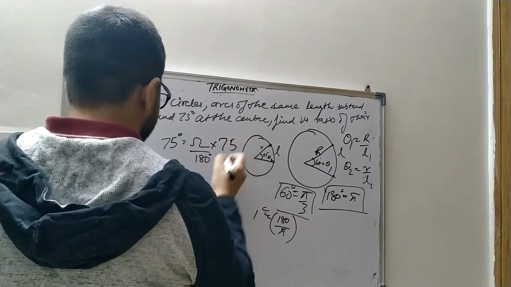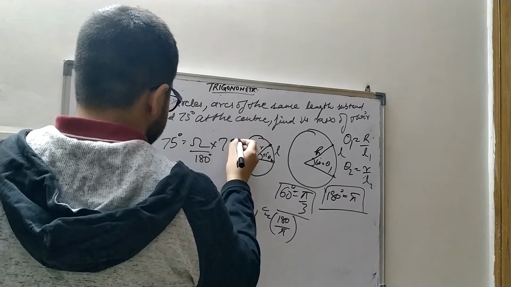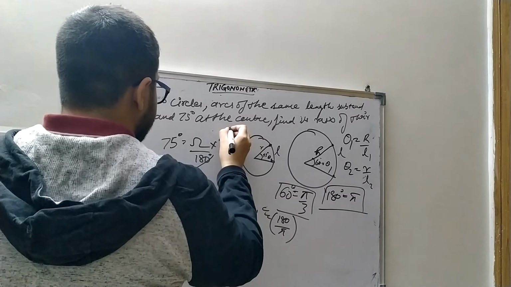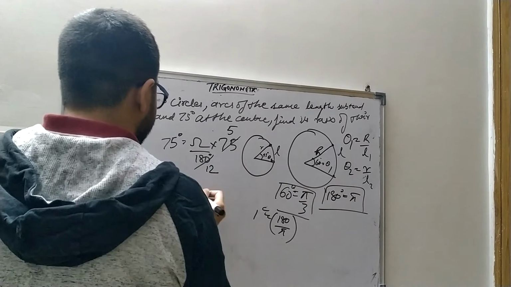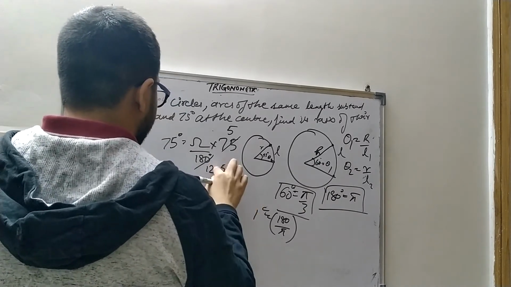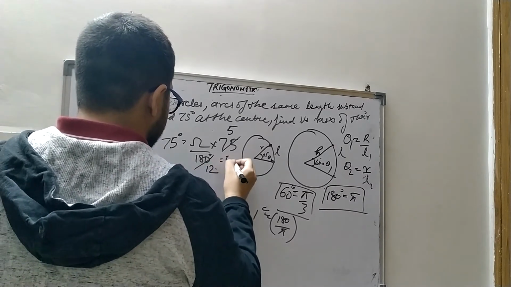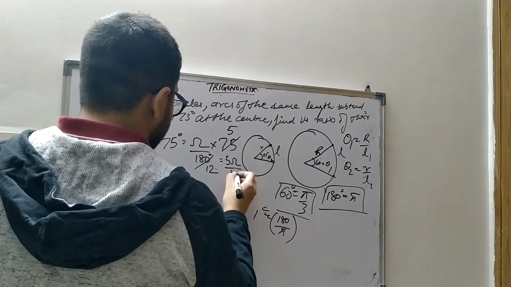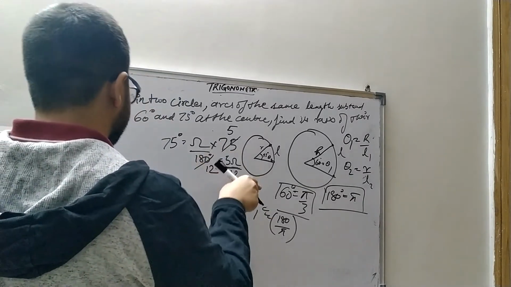Into 75. Here we cancel about 15. So 15 5s are 75, 15 12s are 180. Then we get 5 pi by 12, equals 5 pi by 12.